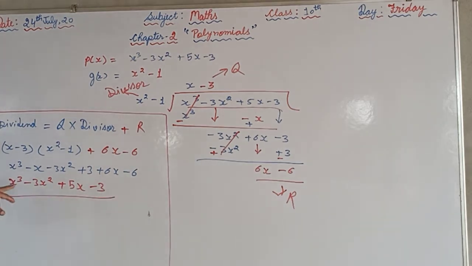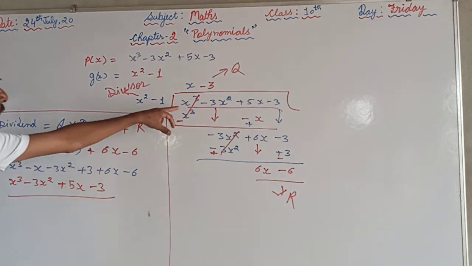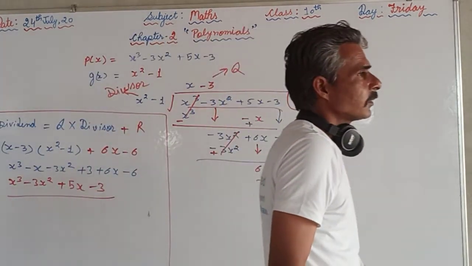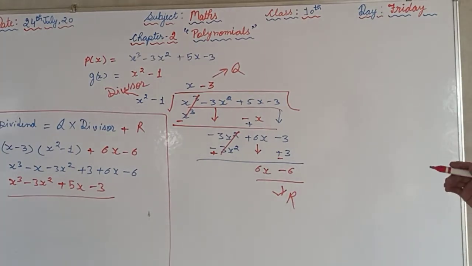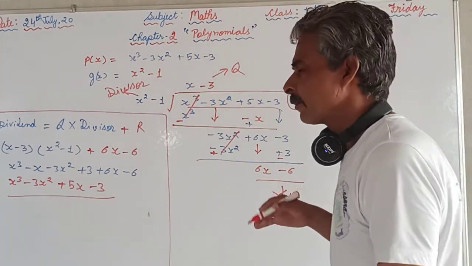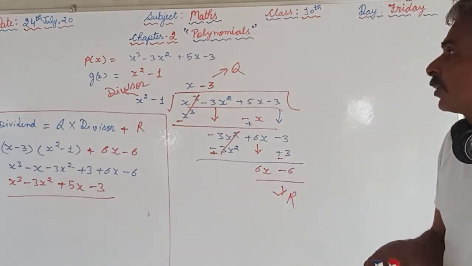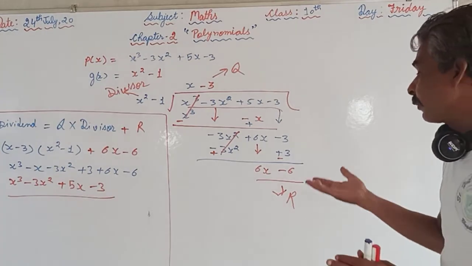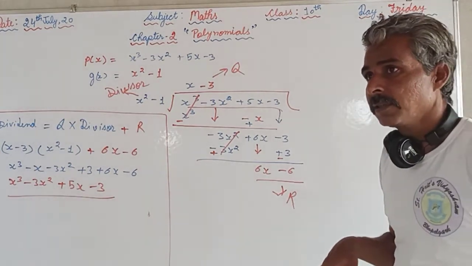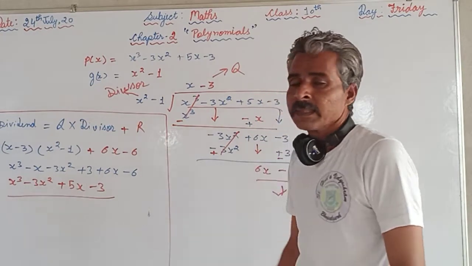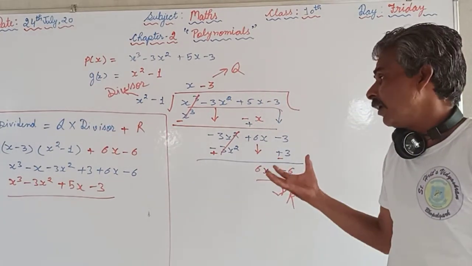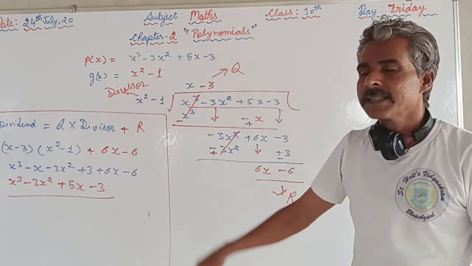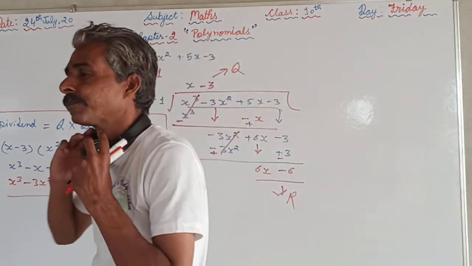So we can see here x cube minus 3x square plus 5x minus 3. We got the dividend when we multiplied the quotient by the divisor and added the remainder to the result. So this verifies that our division is right. At the same time, we also concluded that the remainder is not 0. If the remainder is not 0, then we can say that g(x) is not a factor of p(x). If we have got the remainder 0, then we can say that g(x) is a factor of p(x).